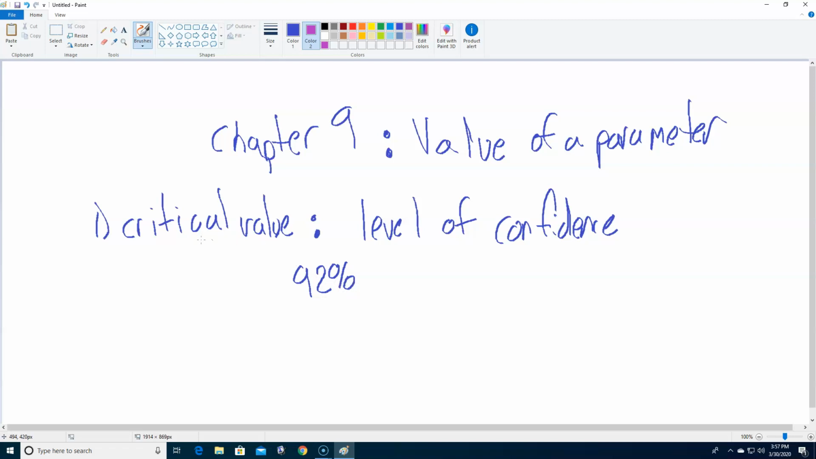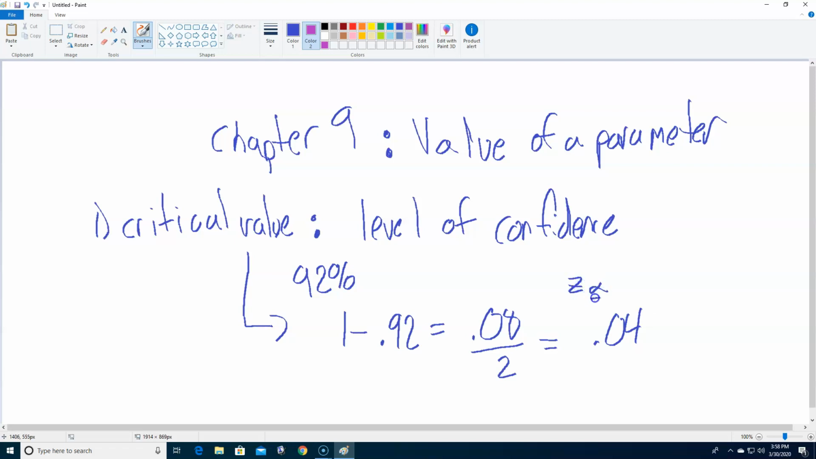So for the critical value, what they're going to do is take this percentage and subtract it from 100%. So we're going to do 1 minus this decimal, 0.92, which gives you 0.08. Then you have to divide this by 2, and this number is what they call z half alpha. We're going to use this number to go into your calculator and figure out what the actual value is.